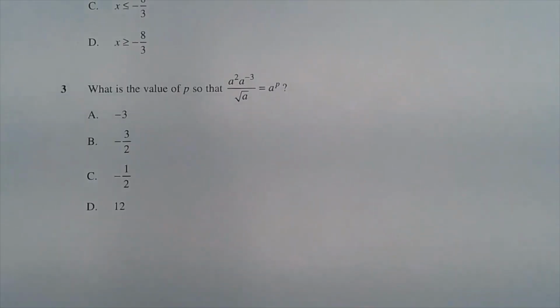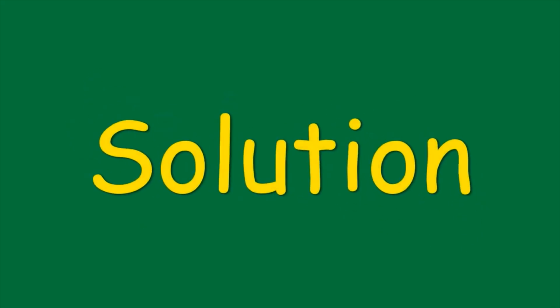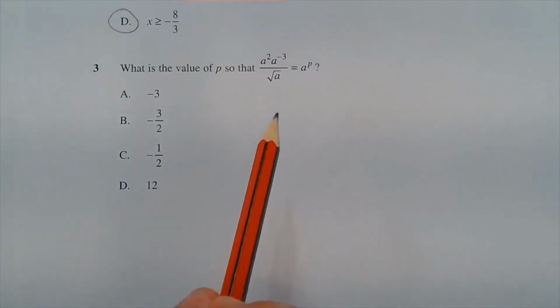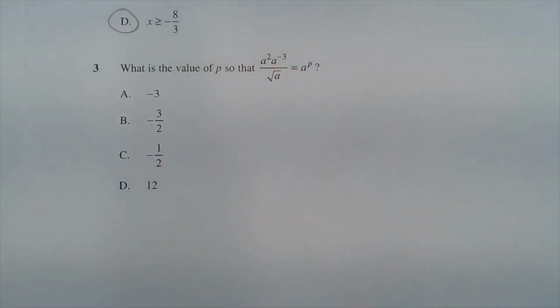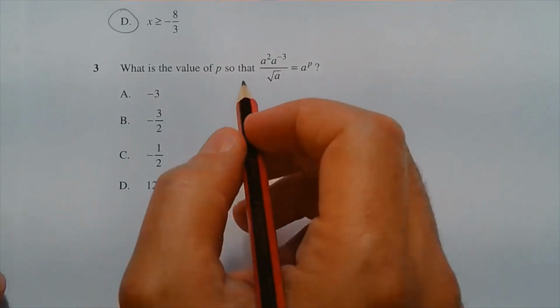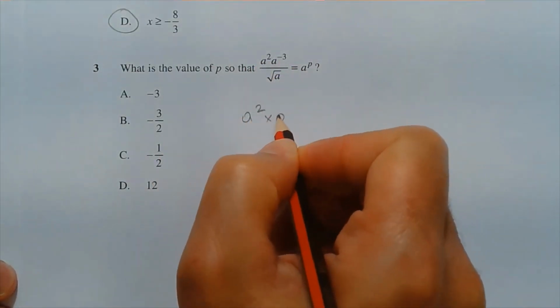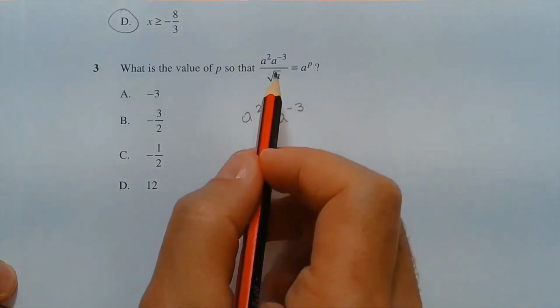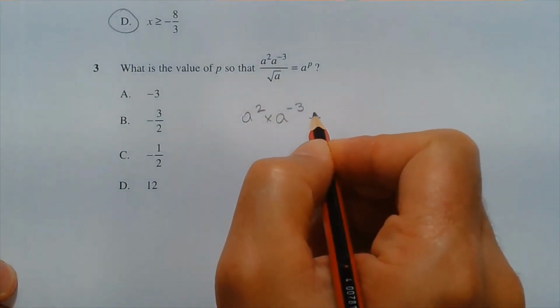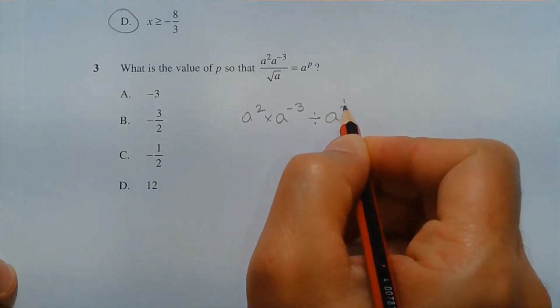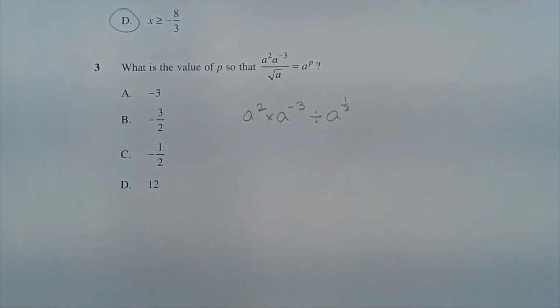Question 3. What is the value of p so that a to the power of 2 times a to the power of negative 3 over the square root of a equals a to the power of p? Rewriting the left-hand side of the equation so that index laws can be applied, the numerator is a squared multiplied by a to the power of negative 3, and then it's divided by the square root of a. So that's the square root of a to the power of half, expressing the surd in index form.